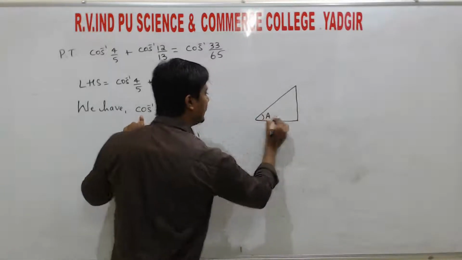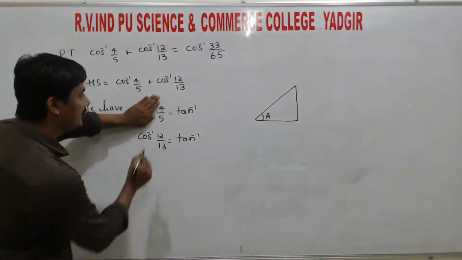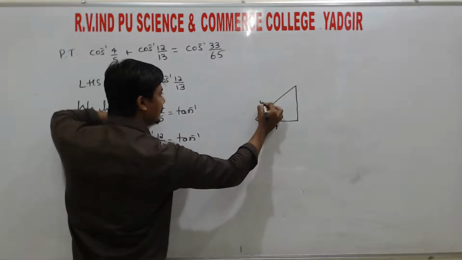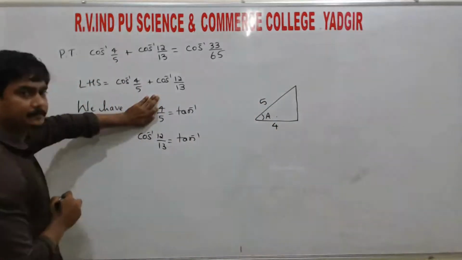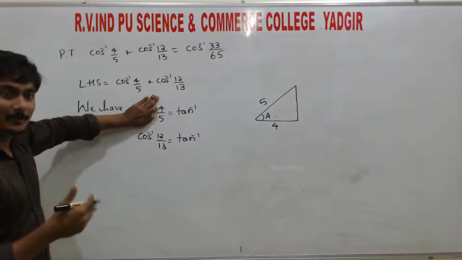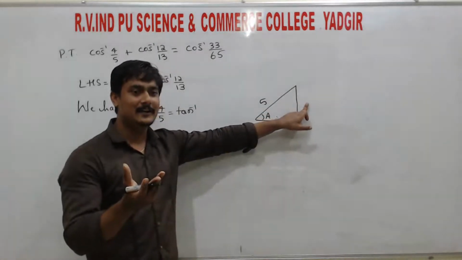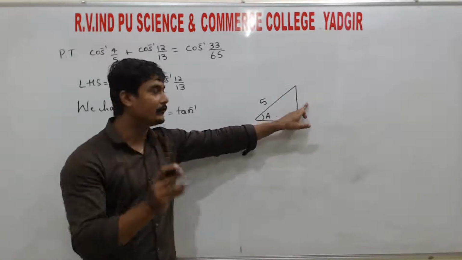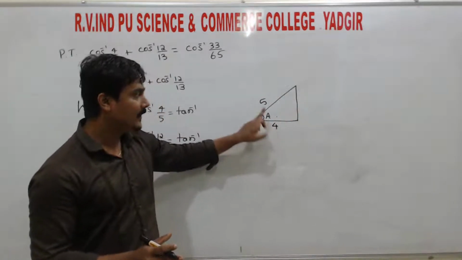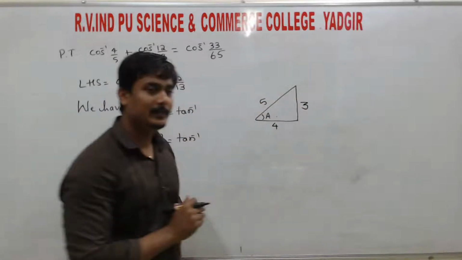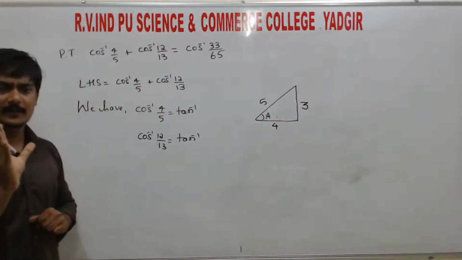Here I will use angle A. What is the cos theta formula? Adjacent side divided by hypotenuse. Now I hope I need not tell you how to find it out. We remember the standard Pythagorean triplet 3, 4, 5. One side length is 4, hypotenuse side length is 5. Definitely this side length will be 3. Pythagorean triplet. Remember it.